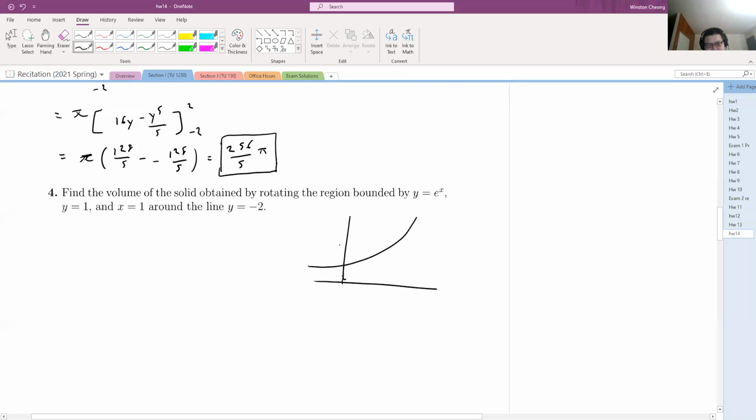Y equals 1 is going to be somewhere up here, because this intersection point is y equals 1. This is supposed to be asymptotic, approaching 0. And this is y equals 1, so we can draw a horizontal line here. And x equals 1 is going to go up to e. So if this is 1, then this point would be the value e.